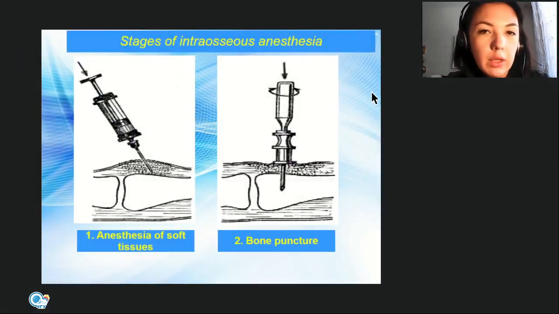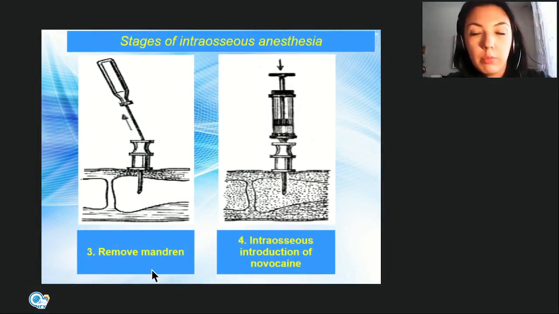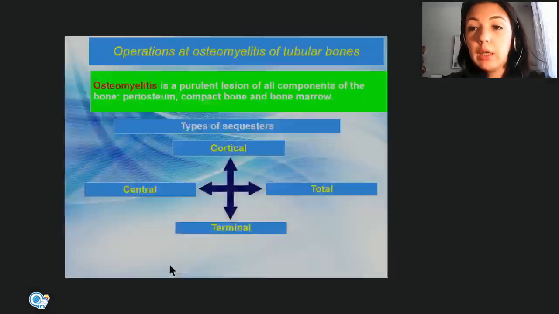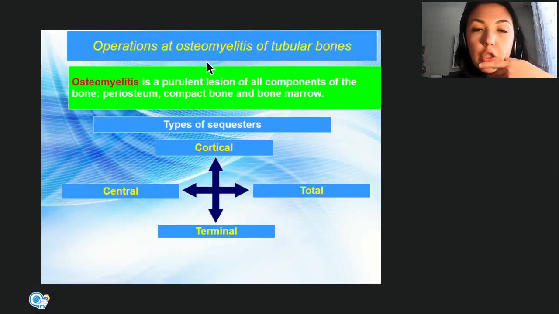And so here you can see the stages of intraosseous anesthesia. First, it is anesthesia of soft tissues, then bone puncture, like in the Seldinger technique, as always. So we remove the stylet or mandrin, and then we introduce a special anesthetic solution, Novocaine, lidocaine, whatever. And one more thing, it is operations at osteomyelitis of tubular bones.